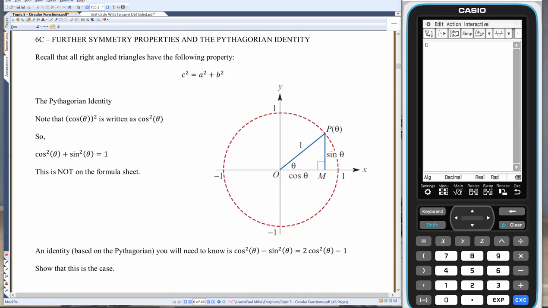One of the areas of this course that I certainly find a little bit tricky to teach is the further symmetry properties. The Pythagorean identity, not so much, because it's based on something that you guys have been doing since year 9, which is Pythagoras' theorem.